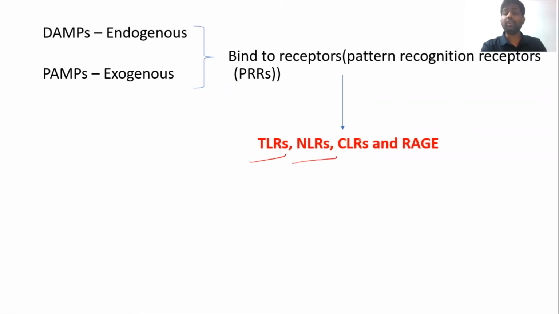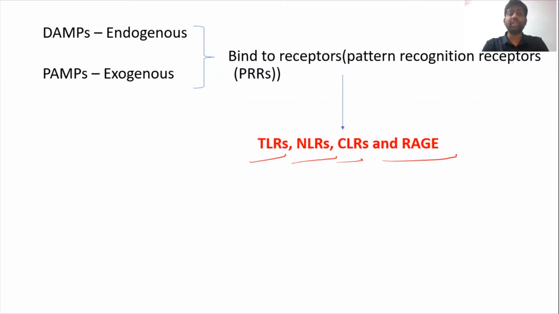Toll-like receptors, NOD-like receptors, calcium-related receptors, and the receptors for advanced glycation end products. All these four receptors are important. Now try to understand: molecules that have increased in the blood in response to injury bind to the receptors, and now what will they do? These receptors will now stimulate the further reactions that occur in response to trauma. We will understand that in the next slides.